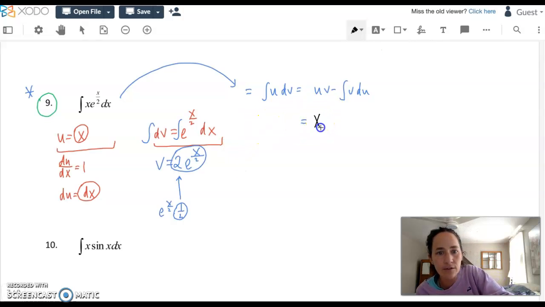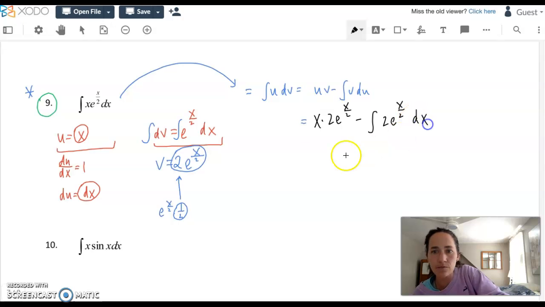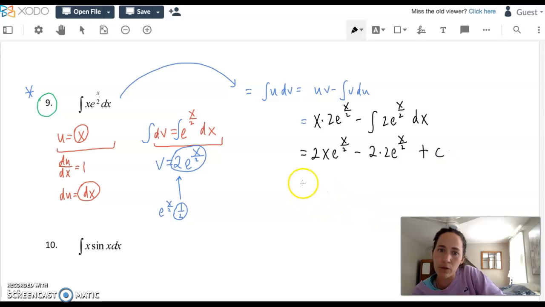uv is going to be u is x. V is what? 2e to the x over 2. Minus integral of v again, so 2e to the x over 2, and in for du, we can write dx. Okay, so this part's fine. I'll just make it 2x e to the x over 2, minus, here's the 2. I'll leave the constant. I have to integrate e to the x over 2, which actually we did over here. It is going to be itself. But because the x has the coefficient 1/2, I'll also counteract that by dividing by 1/2 or multiplying by 2. And then we just won't forget the plus c at the end.